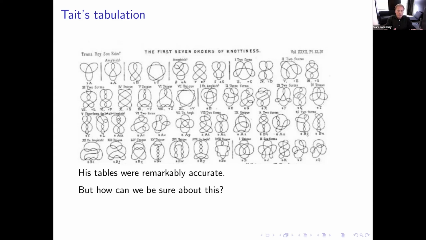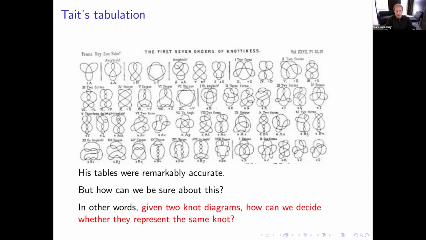And the question that I want to ask is, how can we be sure about this? In other words, given 2 diagrams, how can we decide whether they represent the same knot? Tait was aware that this was an issue. It's not clear that he was aware that this was a mathematical question, but he was certainly aware that this was an issue. So this is the equivalence problem for knots. It's obviously fundamental to the subject.